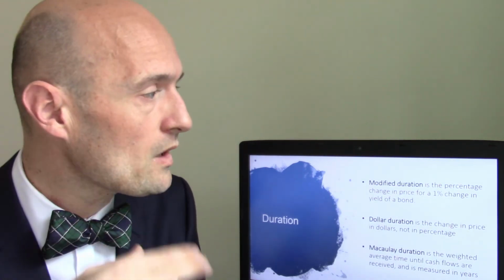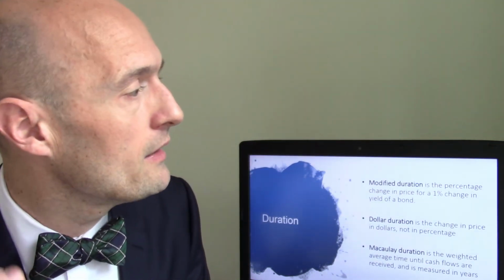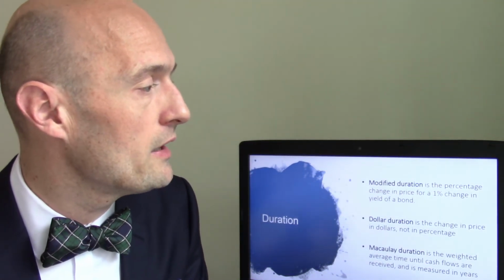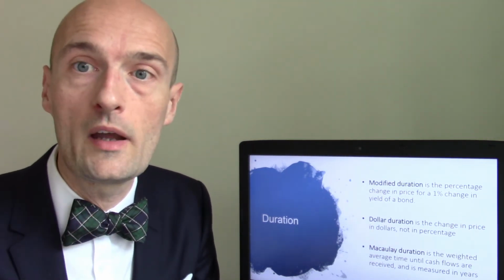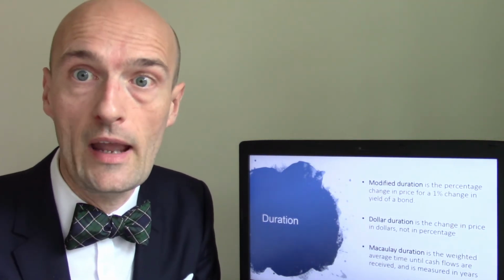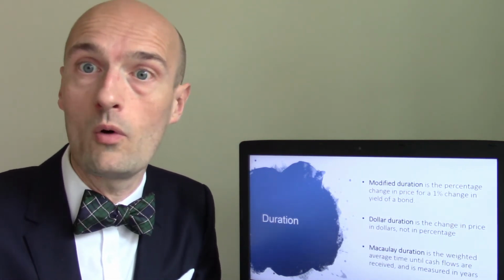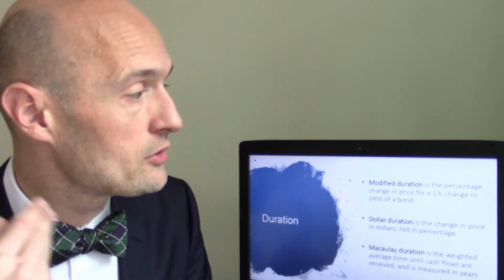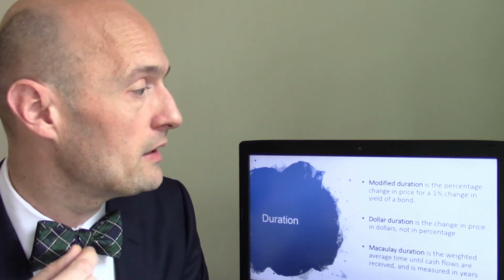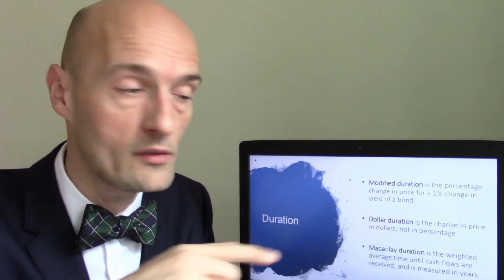So modified duration is the one that I find easiest to understand. It is the percentage change in price for a 1% change in the yield of bonds. So we're basically saying how much do we expect the bond to change in value if interest rates go up or down by 1%. Dollar duration is the same sort of thing, but it is the change in price in dollars. So rather than in percent, it's in dollars.